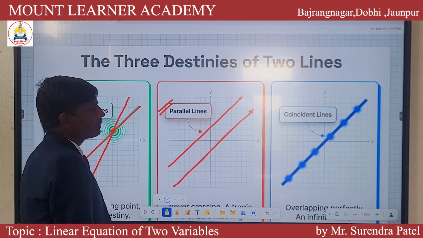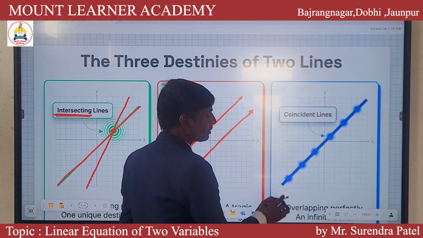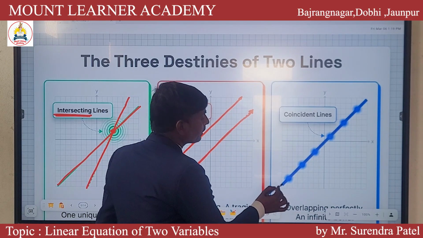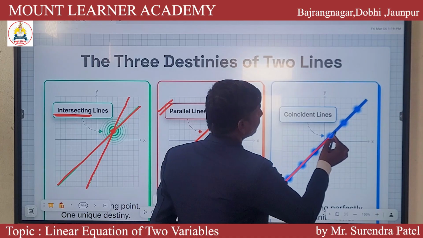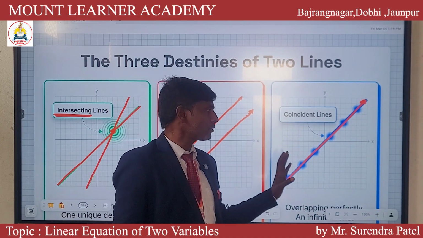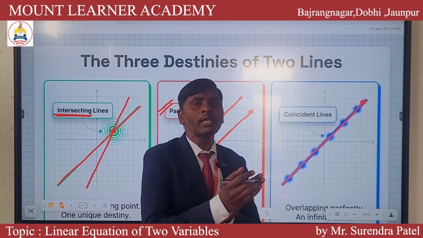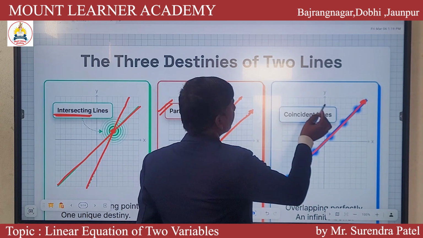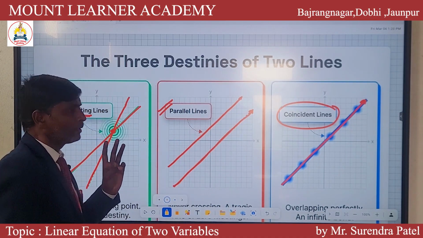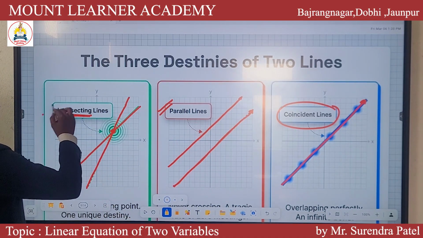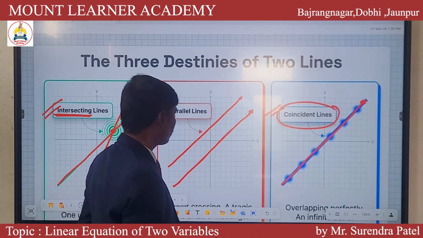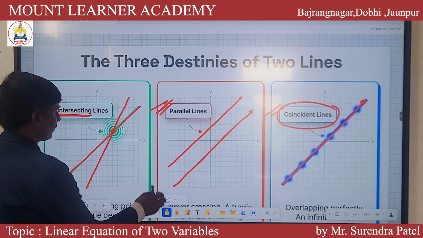And the third condition is if we draw two linear equations and both lines coincide with each other, meaning the line of the first is also the line of the second, then this condition is called coincident lines. So there are three conditions of graphs: first, intersecting lines; second, parallel lines; and third, coincident lines. So these are the main conditions of lines.